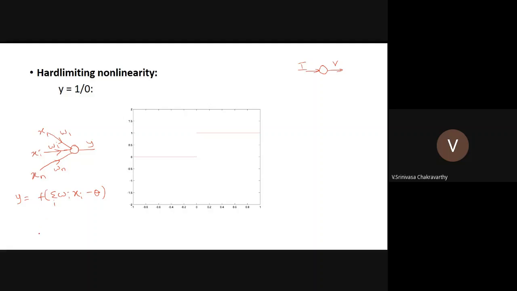Which means this f function is like a step function, which is what you see. So this is a unit step function, f of x. This is the simplest kind of neuron model. It's also called the McCulloch and Pitts neuron model, after the people who developed it. And this happens also to be one of the first neuron models in artificial neural networks. Because now we are coming to artificial neural networks.